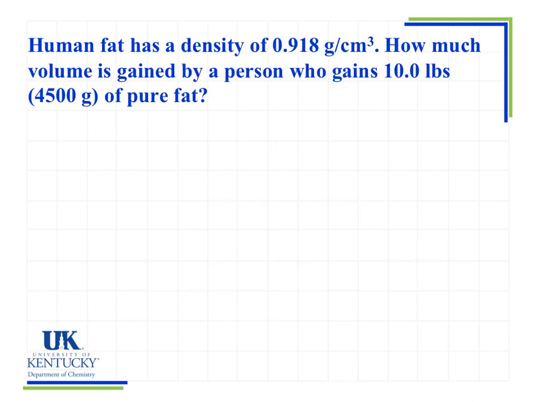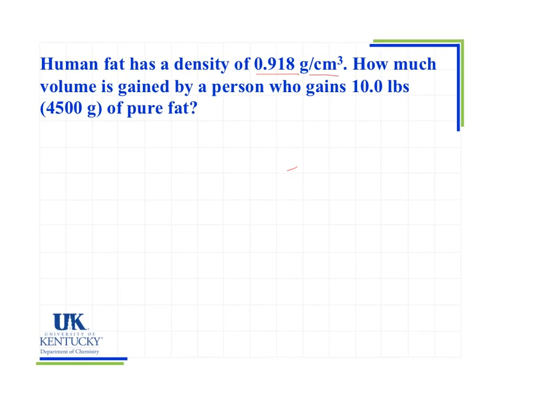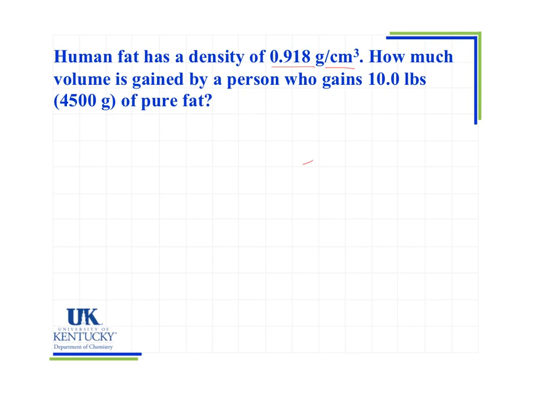Let's have another example. Human fat has a density of 0.918 with this unit, gram over cubic centimeter. How much volume is gained by a person who gains 10 pounds, which is 4,500 grams of pure fat? So again, the first thing I always do is writing down a summary of the given information. So we have the density.